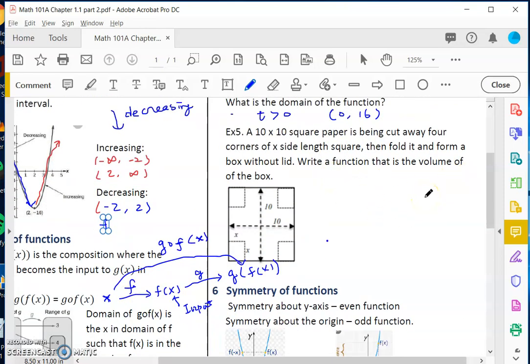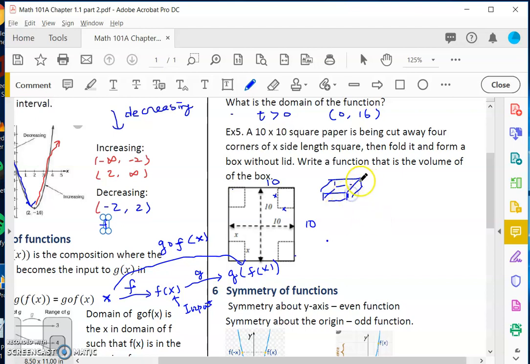The second one is a very popular work problem situation where you have a square paper 10 by 10. So this is 10 units and this is 10 units. They didn't say if it's inches or feet or something. They cut off x values of squares in 4 corners and then fold it up. So after you fold it up, it would be like a box without a lid on the top. So it's like this, right?